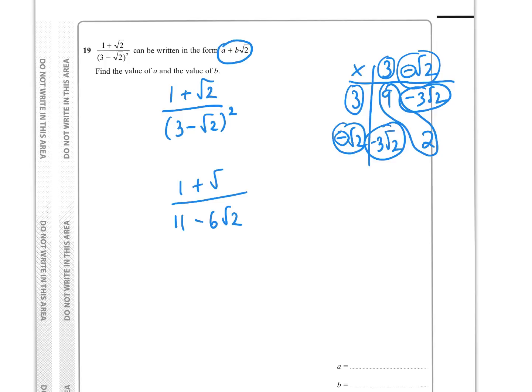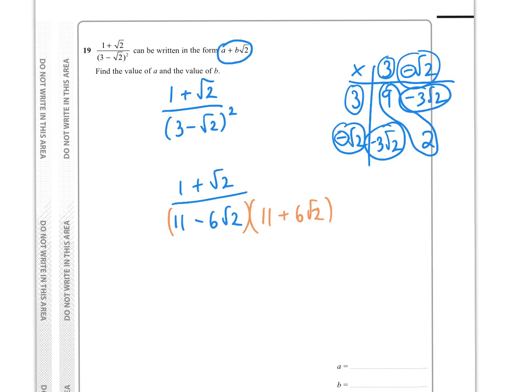And the numerator stays the same. So we've got some of the way there. Now we've got to rationalise the denominator. And the only way of doing that is to multiply top and bottom by the conjugate of 11 minus 6 root 2. Don't worry about the word conjugate, you just do the opposite sign.